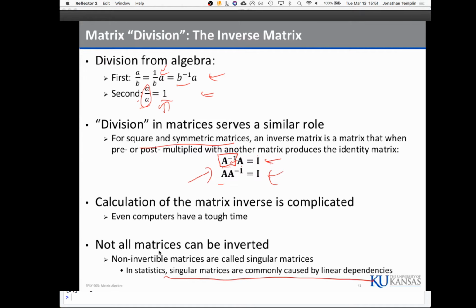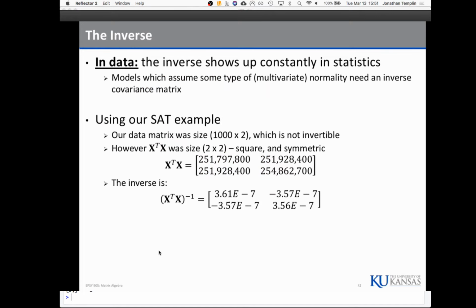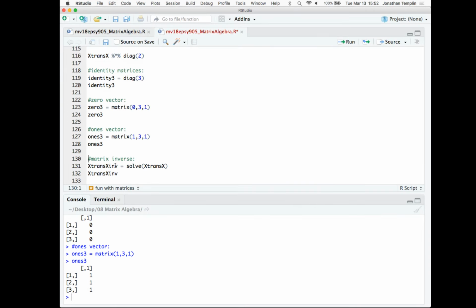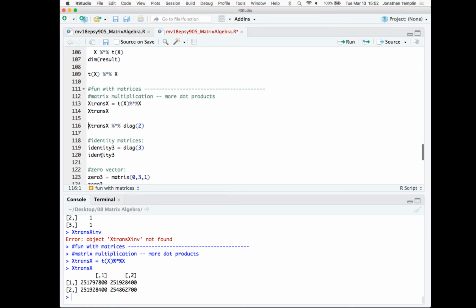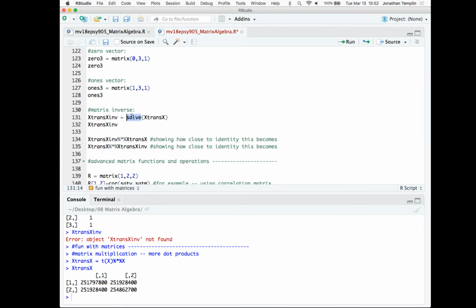So, moving forward, here's an example of the matrix inverse. I'll just flip over to R for it. You saw our X transpose X inverse, actually. We have X transpose X here. The function in R that does the basic matrix inverse is called solve. There's a number of ways of doing a matrix inverse, but this is one of the most direct ways.